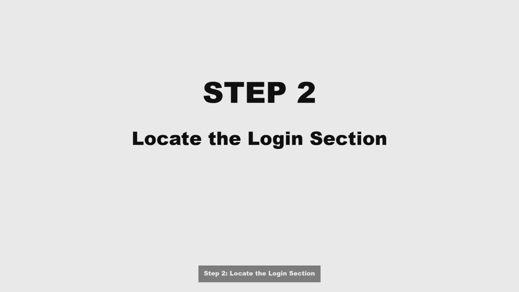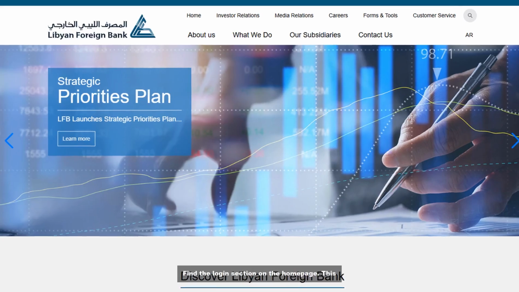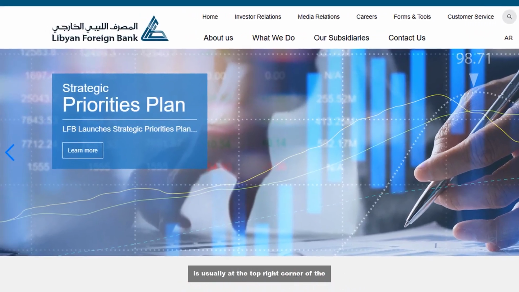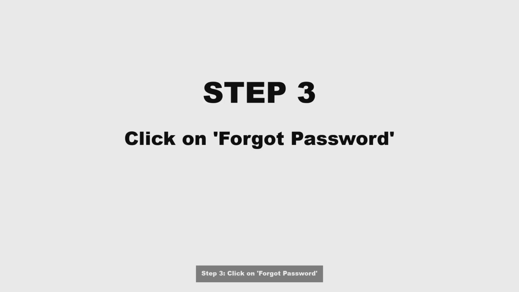Step 2. Locate the login section. Find the login section on the home page. This is usually at the top right corner of the page. Step 3. Click on Forgot Password.